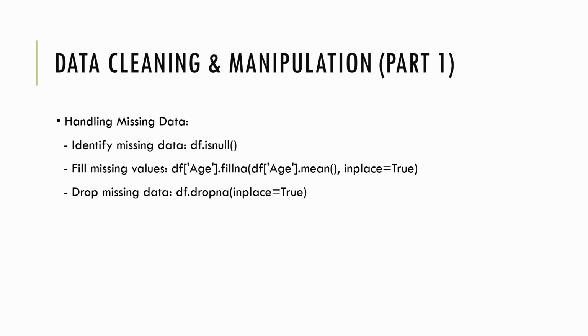Next, let's dive into data cleaning. It's common to encounter missing data in real-world datasets. You can identify missing data using the isNull method. If you want to fill missing values, the fillNA method is your friend. For example, filling missing ages with the mean value of the age column. If you prefer to remove rows with missing data, the dropNA method can do that as well.